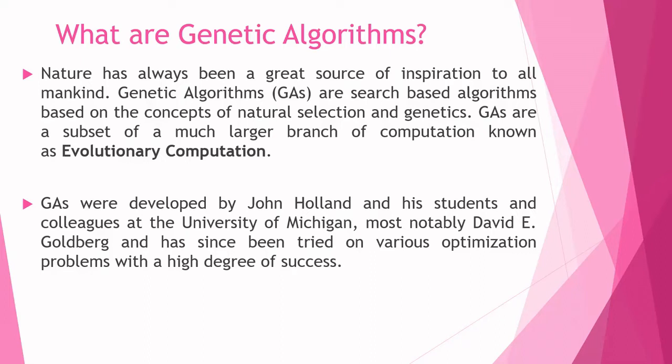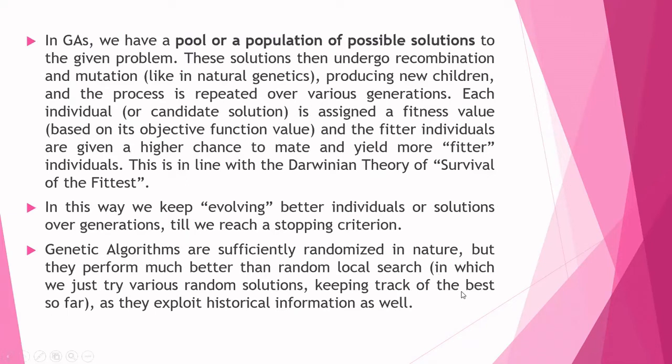GAs were developed by John Holland with his students and colleagues at the University of Michigan, most notably David E. Goldberg, and have since been tried on various optimization problems with a high degree of success. In genetic algorithms, we have a pool or population of possible solutions to the given problem. These solutions undergo recombination and mutation, producing new children, and the process is repeated over various generations.